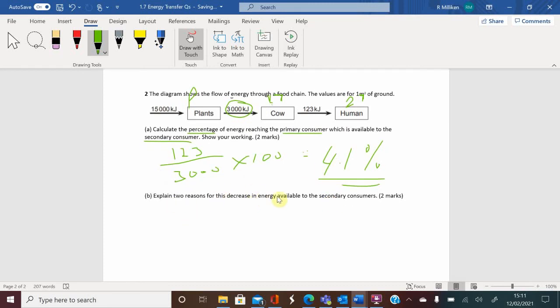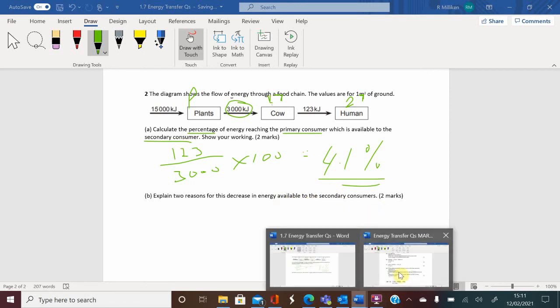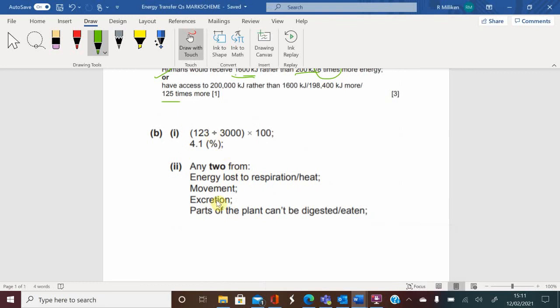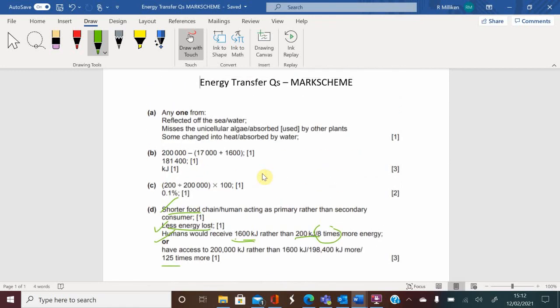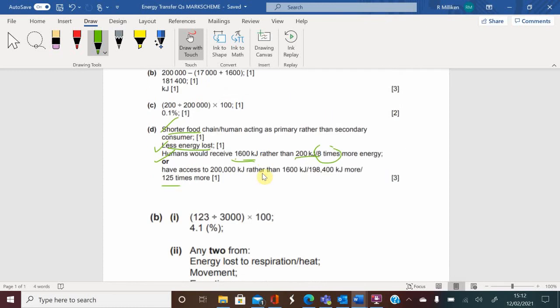Explain 2 reasons for this decrease in energy available to the secondary consumers. Again, back to notes. I'll put up the mark scheme for this section. There you have it: energy lost as heat from respiration, movement, excretion, and then parts of the plant cannot be digested, as there's a lot of fiber in there. So there's your mark scheme. You can pause this and look at it and make sense of it.